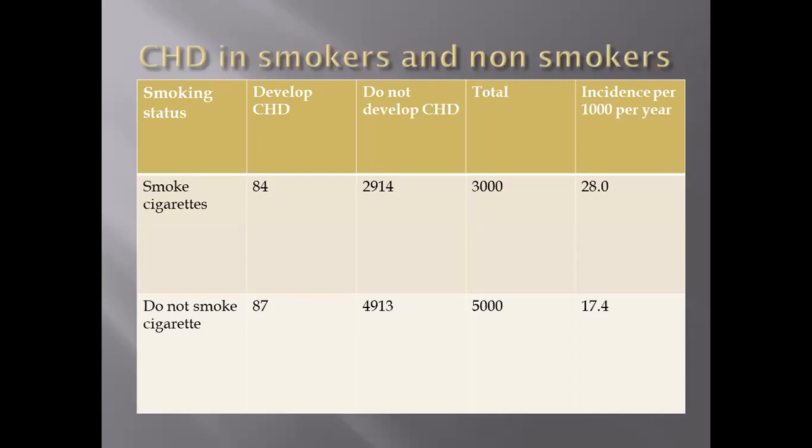So now we will take the example of chronic heart disease in smokers and non-smokers. Again, smoking occurs and does not occur, and they develop chronic heart disease or do not develop chronic heart disease.